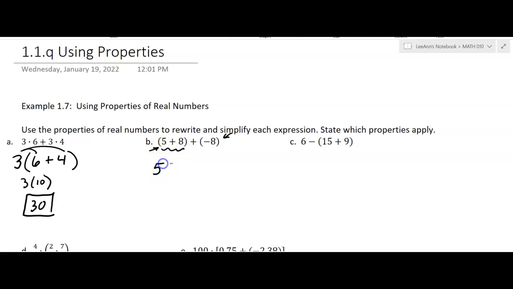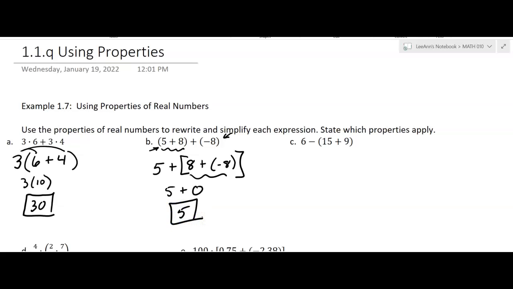Okay, so what I'm going to do is use the associative property, and instead of adding these two, I'm going to switch it to 5 plus, I'm going to bring in a bracket, 8 plus negative 8. Now, this is going to be 0 because they are inverses, 8 and negative 8. So you get 5 plus 0, or just 5. So it makes the calculation a little bit easier.